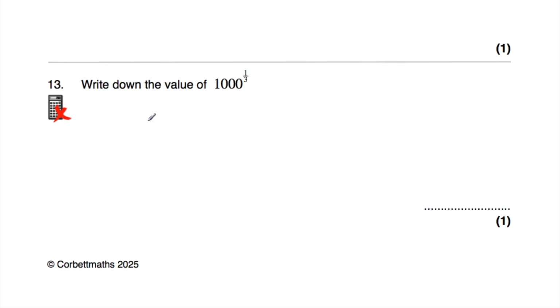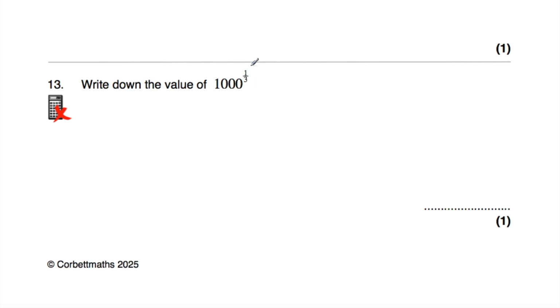So question number 13, we've been asked to write down the value of 1000 to the power of a third. So to the power of a half means to square root something. To the power of a third means to cube root it. Whatever's on the denominator, that's what root you want to take. So if it's 1/2, there's a 2 on the denominator, so you take the second root, or the square root. If there's a 3 on the denominator, you take the third root, which is the cube root. If it's a 4 in the denominator, you take the fourth root, and so on.